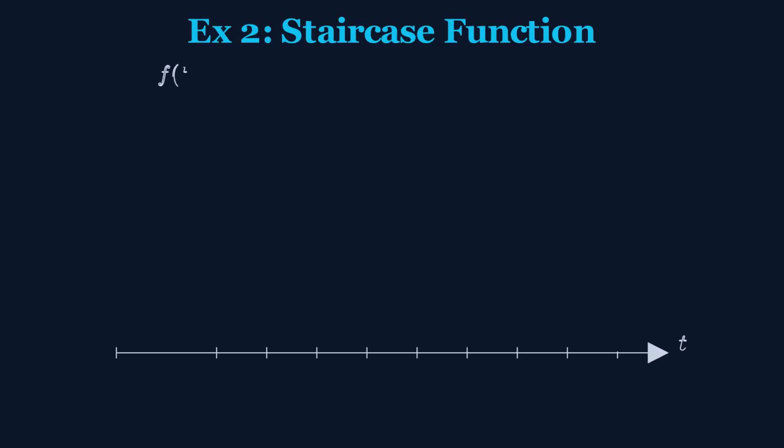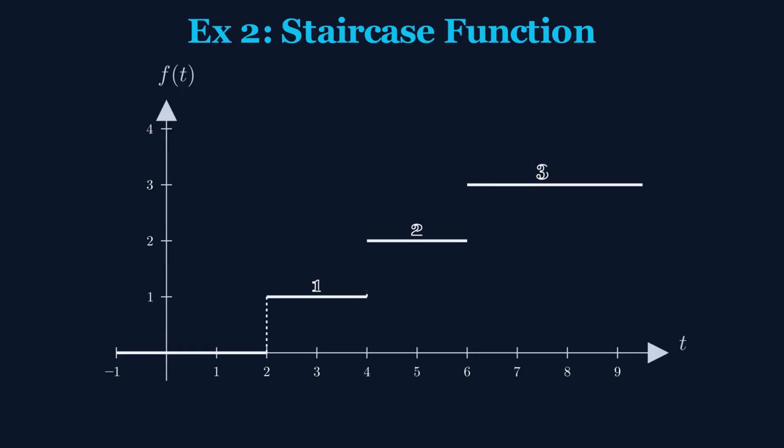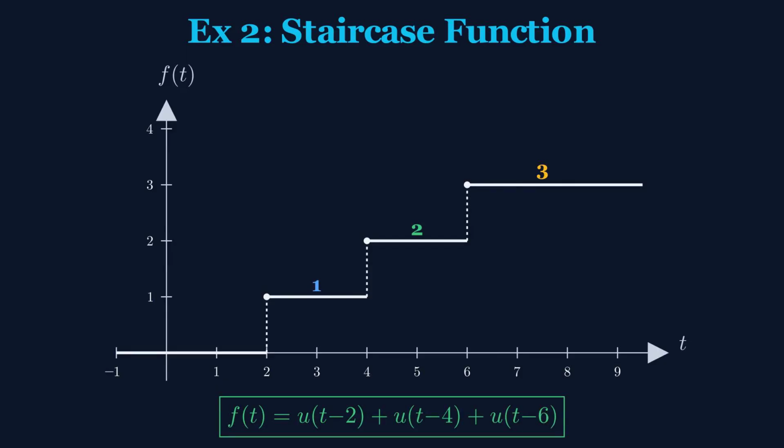Now a staircase function, u(t-2) + u(t-4) + u(t-6). Each shifted step adds one more level. At t = 2, the first step turns on, giving level 1. At t = 4, the second step adds another one, reaching level 2. At t = 6, the third step brings us to level 3. The result is a perfect staircase.